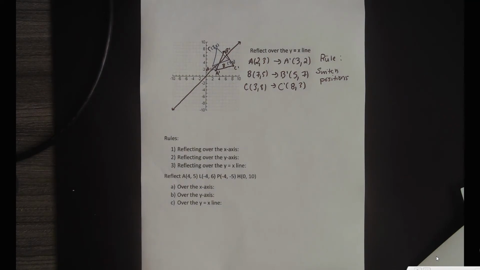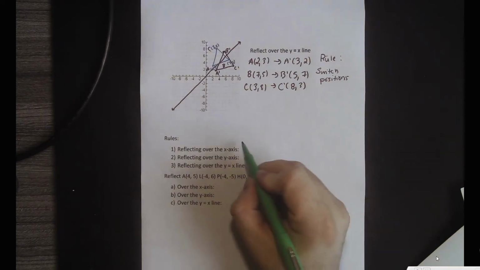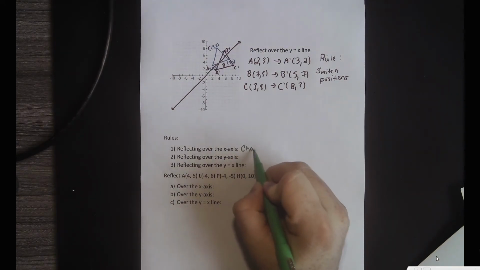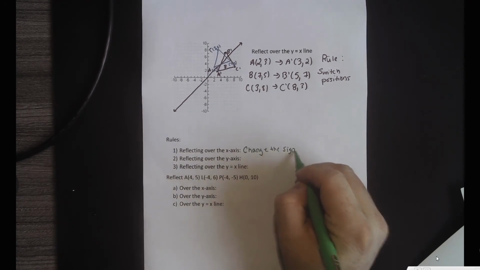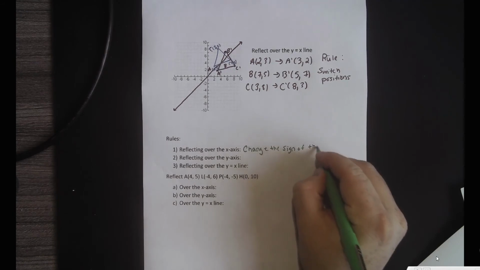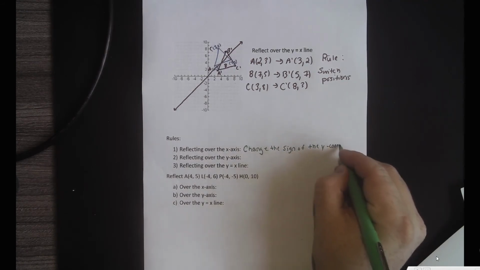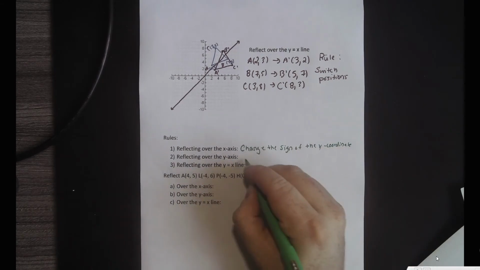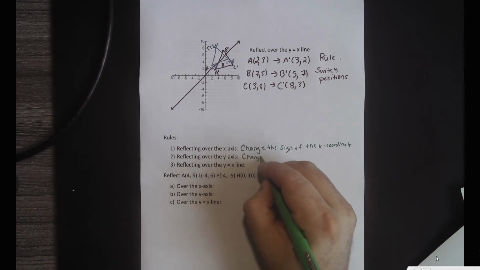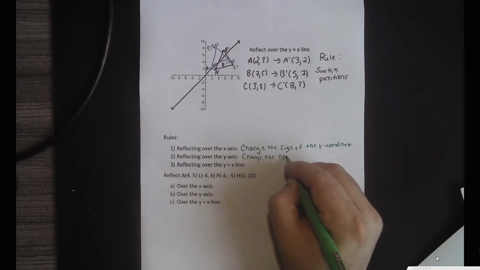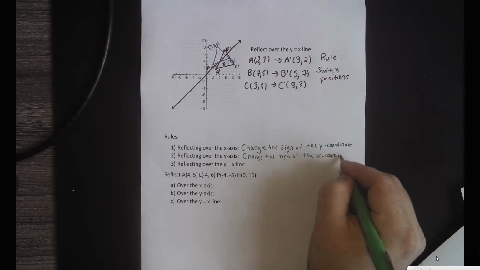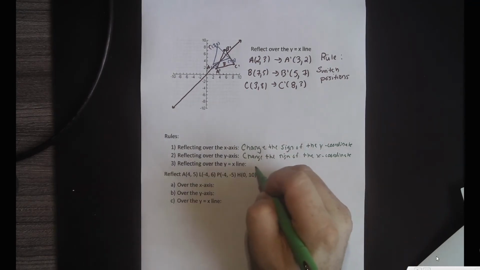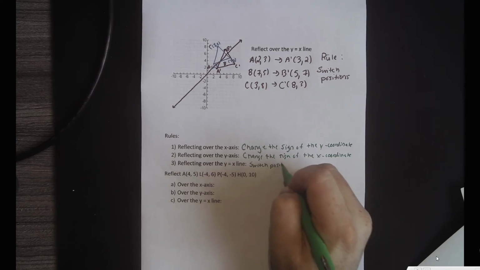We're going to have three rules. When you reflect over the x-axis, you change the sign of the y-coordinate. When you reflect over the y-axis, you change the sign of the x-coordinate. And when you reflect over the y = x line, you switch positions.